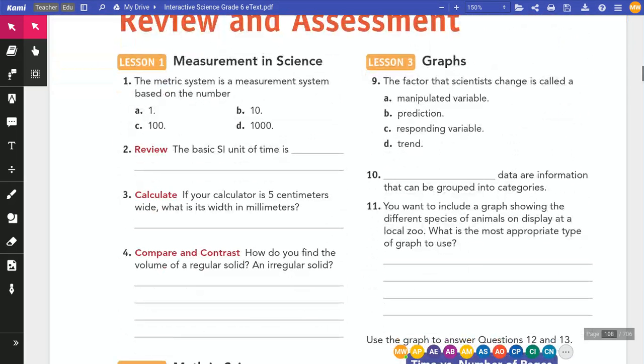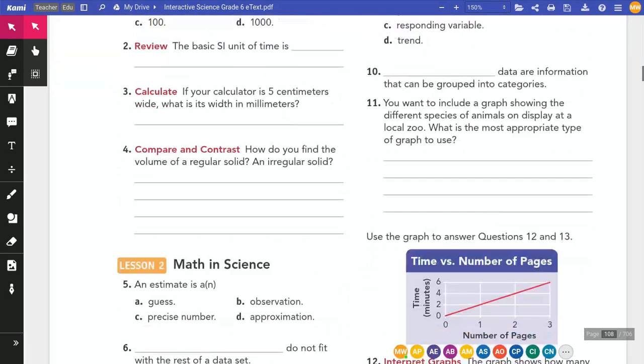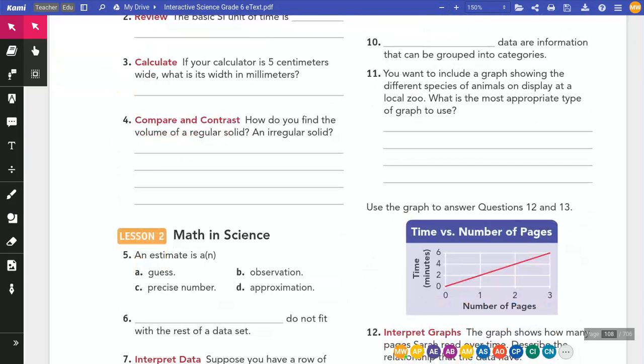Lesson 3. Graphs. 9. The factor that scientists change is called A. Manipulated variable, B. Prediction, C. Responding variable, or D. Trend. 10. Blank data are information that can be grouped together into categories.